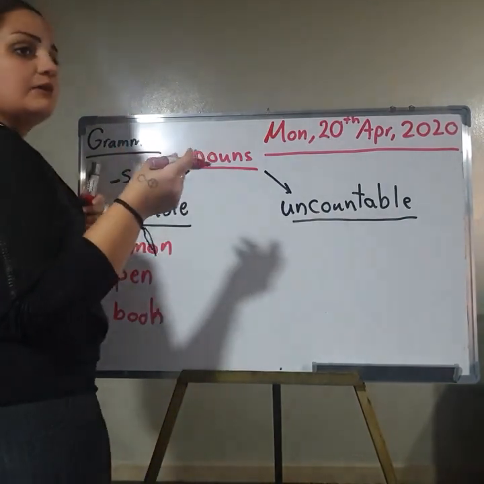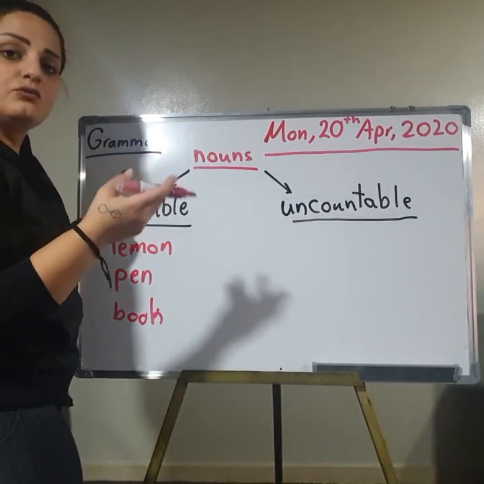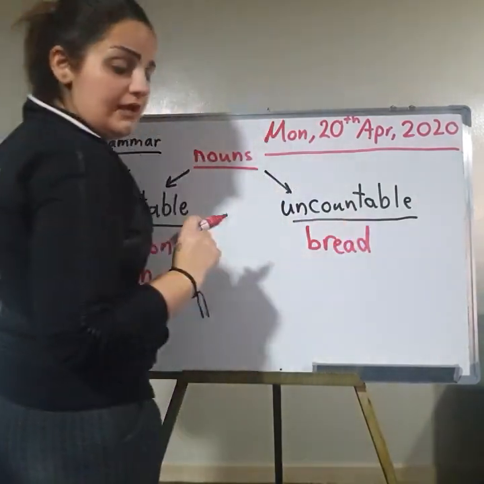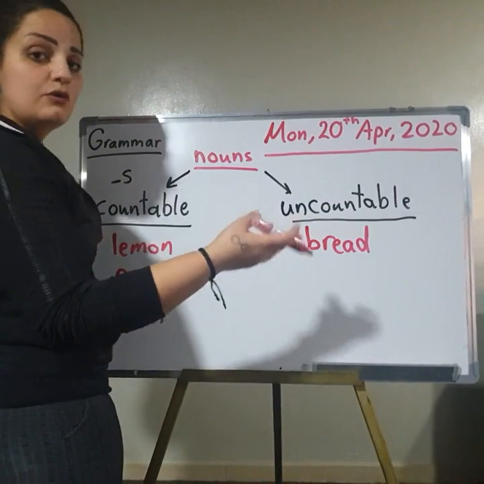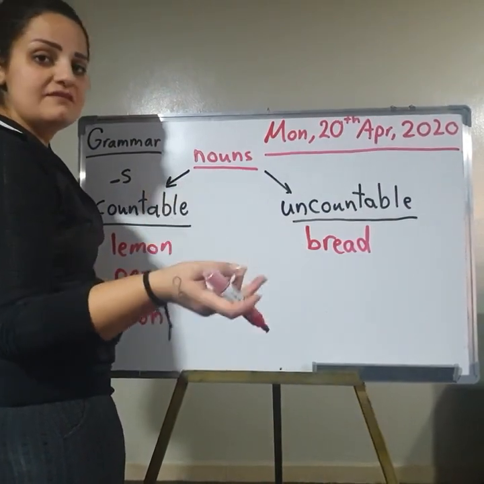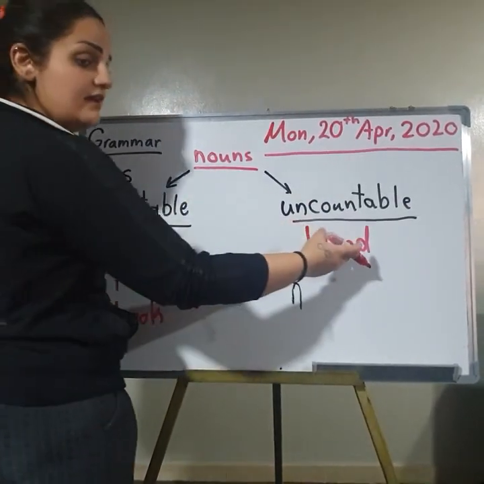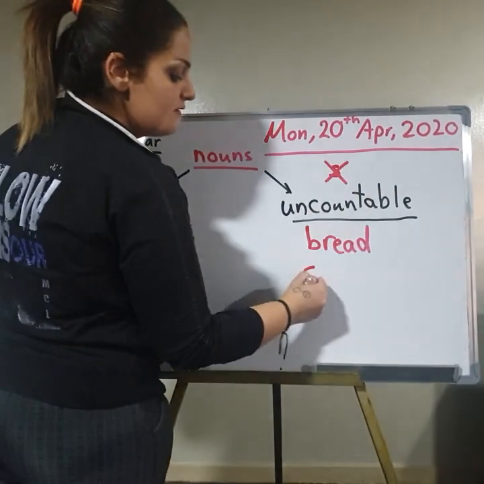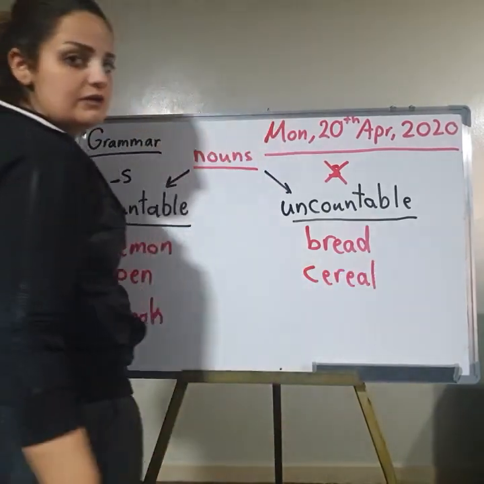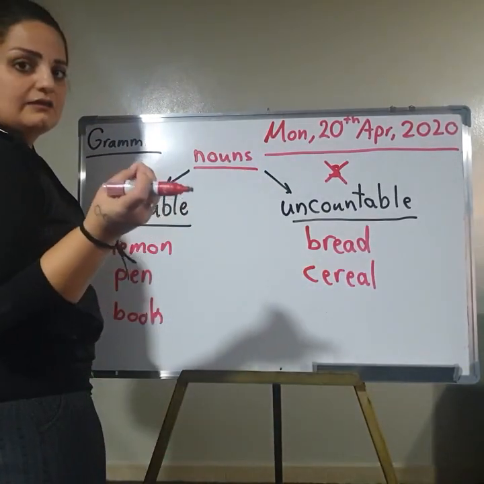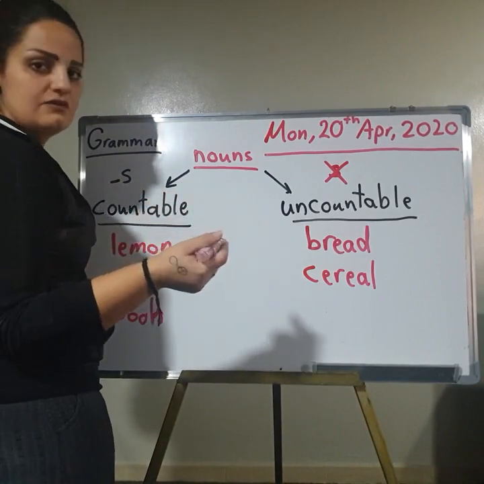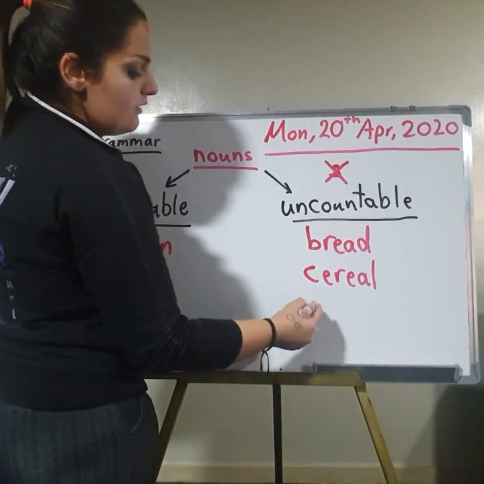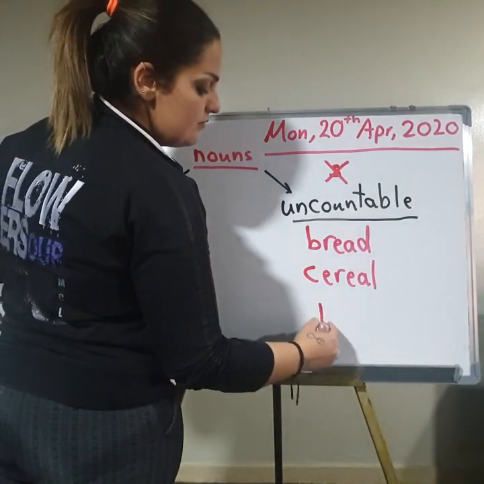Like, most of them are in food, the nouns of food. Like, for example, bread. I cannot say breads. I can say a loaf of bread, or a piece of bread. Okay, so I cannot say breads. So here I don't add s. Okay, like cereal. Okay, the seeds that you eat in the morning, the cereal, like cornflakes or something like that. Cereal. And I also have let's say pasta.